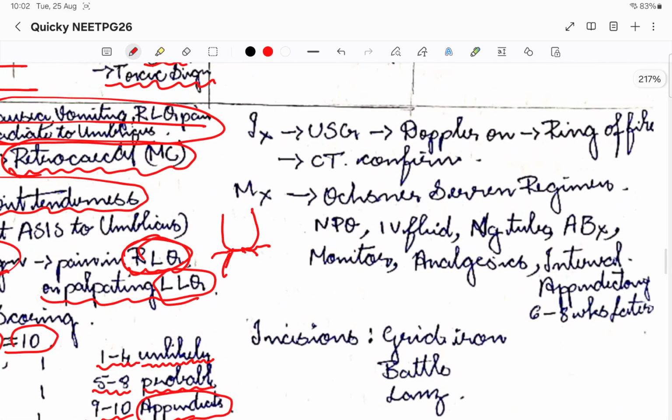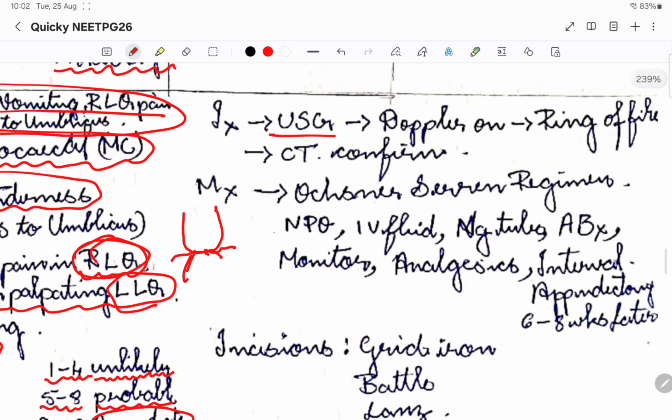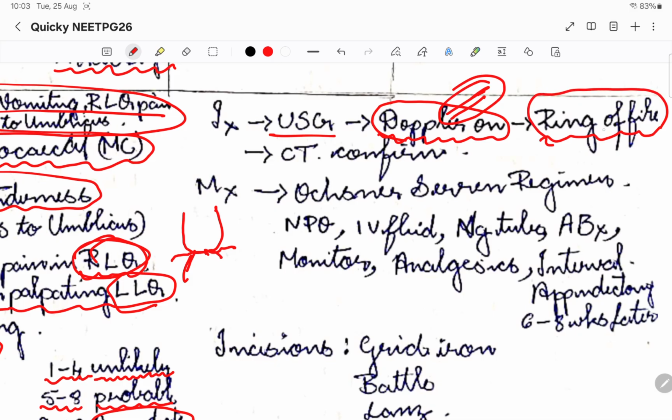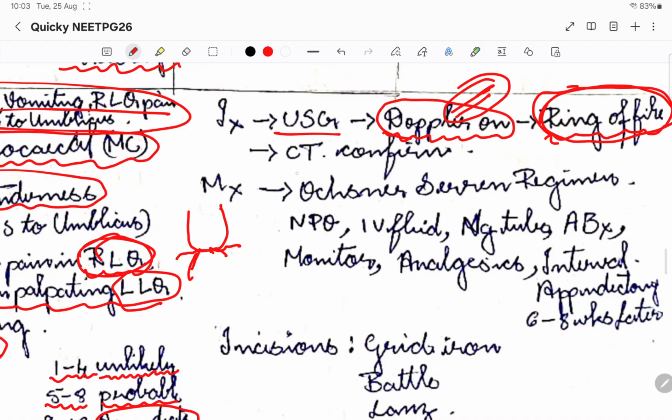Now coming to management, the investigation that we do is ultrasound, right? Whenever the patient comes to you with appendicitis pain, we will first get an ultrasound. With Doppler, we get to see the color around the certain substance. When color is on, we'll see a ring of fire appearance. This we will also see in ectopic pregnancy. Please remember this.